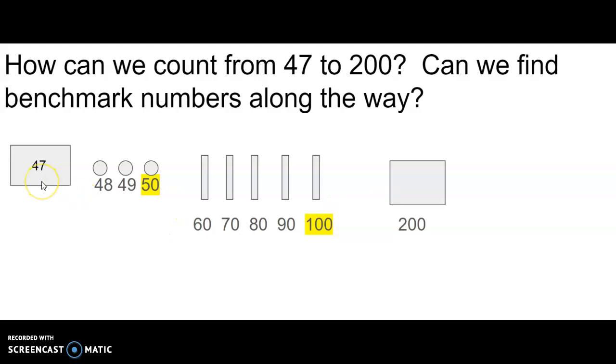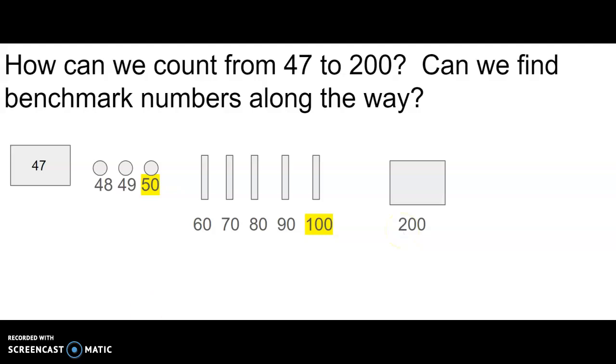So again, to go from 47 to 200, I start with 47 and I count on ones. 48, 49, 50. 50 is a nice benchmark number, so now I can start adding on my tens. 60, 70, 80, 90, 100. 100 is a nice benchmark number. Now I know I can switch and add on a hundreds block. That'll get me to 200.